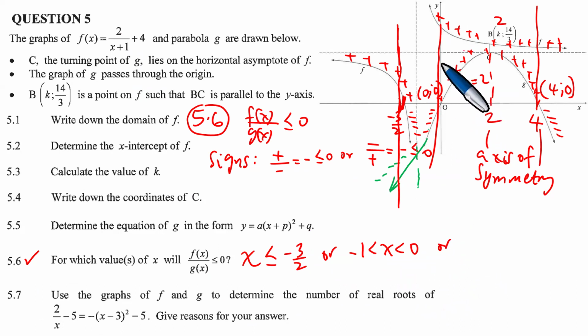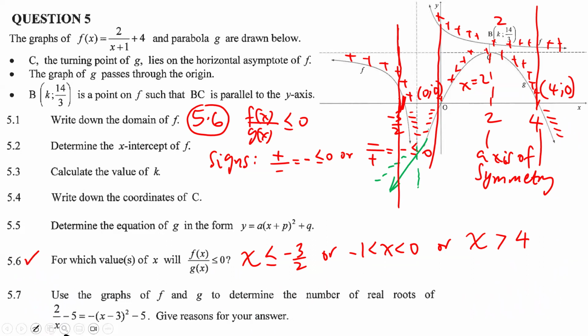Okay, let's see this part. One is positive and the other one is negative. So that is going to be when x is strictly bigger than 4. But it can't be equal to 4 because the function g, the parabola in the denominator, is going to be 0 there. So you have these 3 pieces of information, and together they form the answer to 5.6.